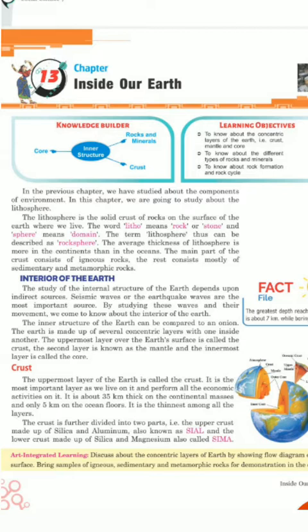Interior of the earth. The study of the internal structure of the earth depends upon indirect sources, seismic waves or earthquake waves. The inner structure of the earth can be compared to an onion. The earth is made up of several layers. The uppermost layer of the earth's surface is called the crust, the second layer is known as the mantle, and the innermost layer is called the core.